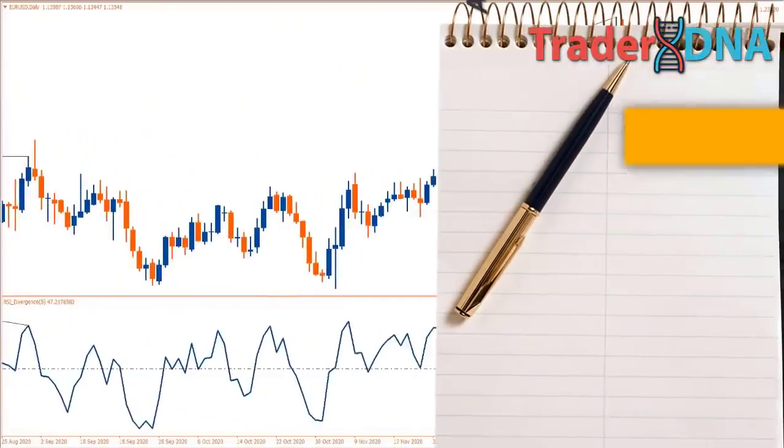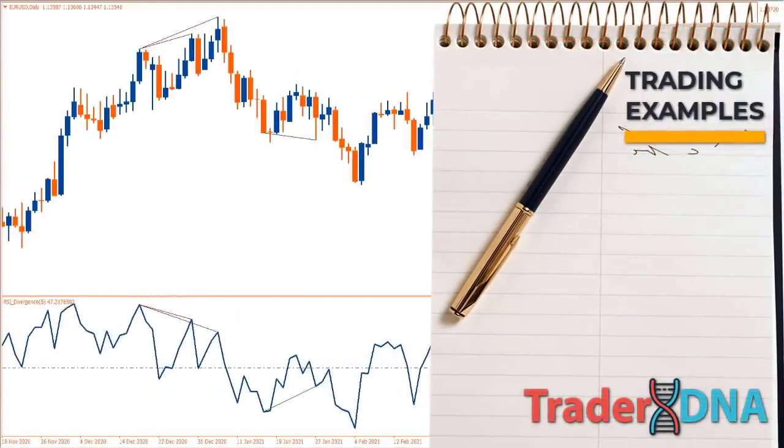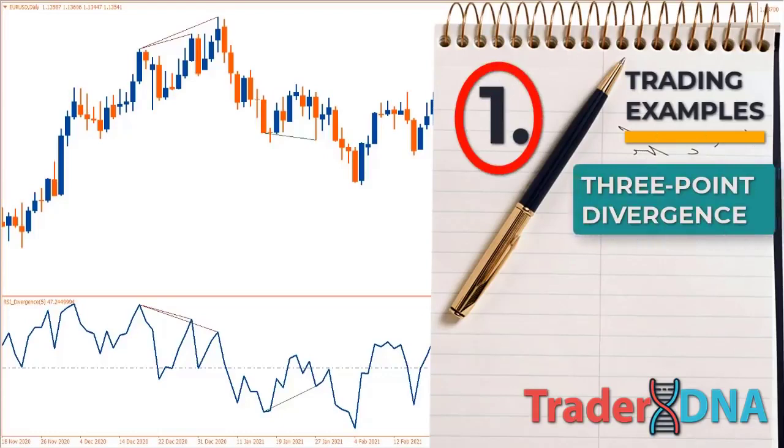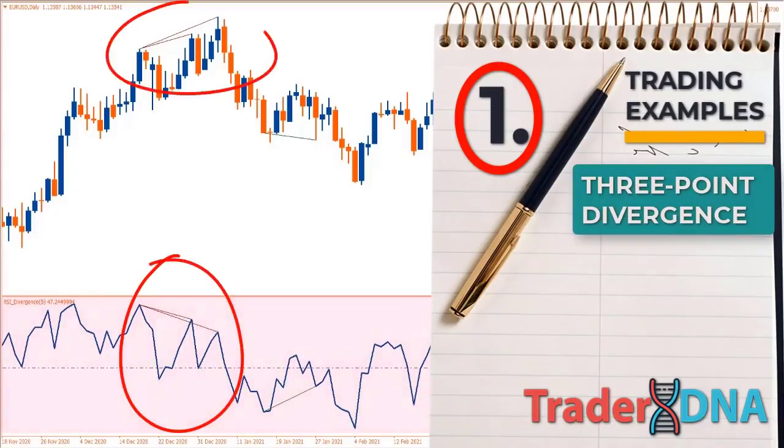Trading examples. In each of the 3 examples in this section, we marked out the divergence and candlestick pattern we identified. Example number 1. 3-point divergence. This daily chart of Euro United States dollar, our RSI divergences indicator, shows 2 consecutive bearish divergences, also called a 3-point divergence.